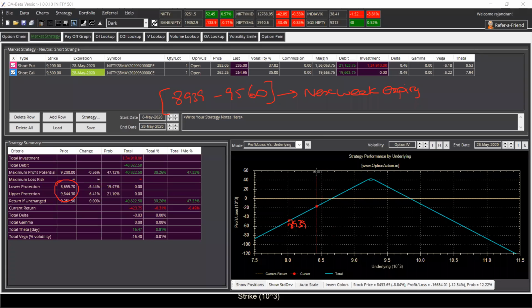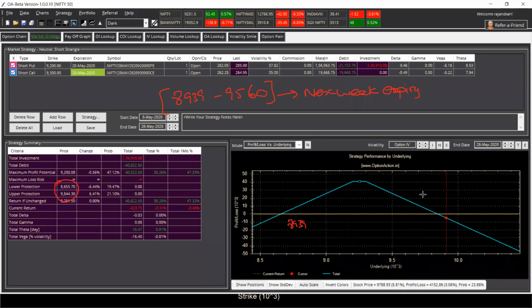So if we put monthly strangles, I have a fair idea of the monthly strangle zone. What is the range we can expect? We can expect 8,655, of course, and then 9,844. So this is the range we can expect.